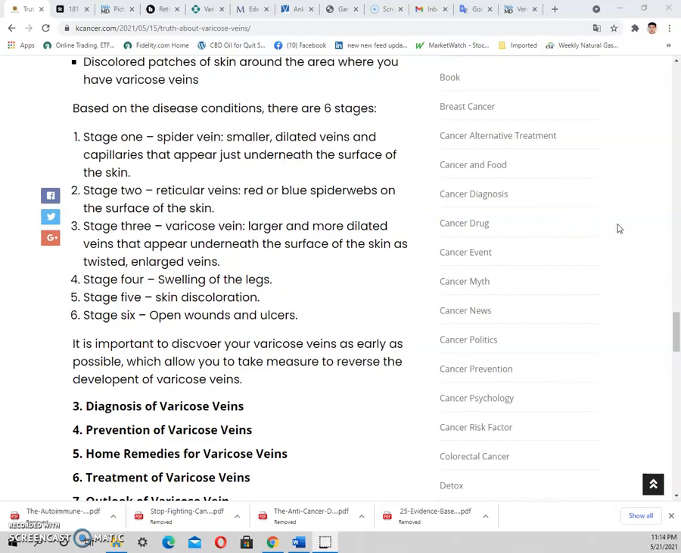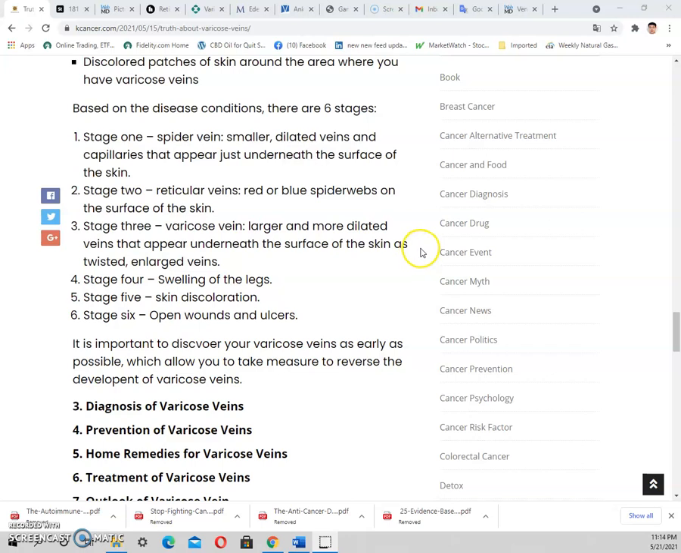If you don't take action at this stage, the disease can progress to stage 4, and then you can see swelling of the legs. We know that the varicose vein is caused by the valves of the vein not working, so the blood cannot return to the heart and is retained in the legs. That's the cause of the swelling of the leg.